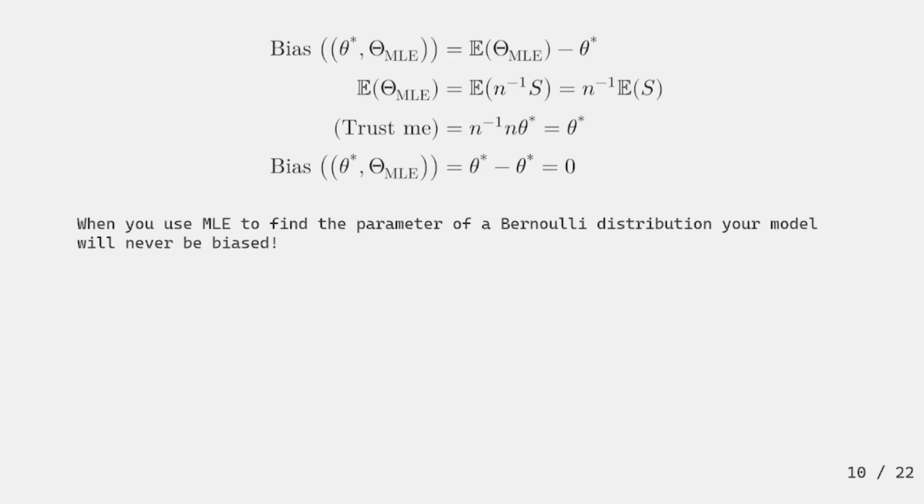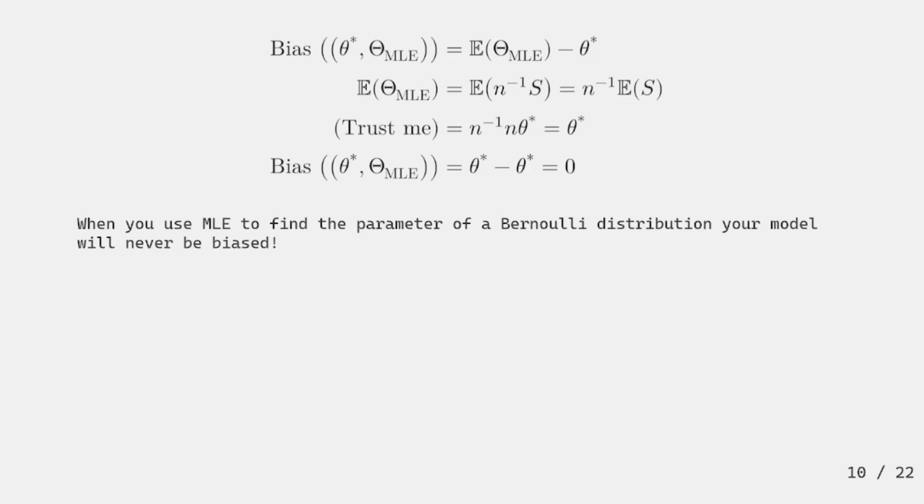But online, you can find that the expected value of the binomial distribution is n times theta star, the number of trials times the probability of getting a success. That makes intuitive sense, and there are proofs online you can look at that are not that hard to find and are pretty simple. And the 1 over n cancels out, and we can see that the bias of using MLE to find the Bernoulli parameter is 0.